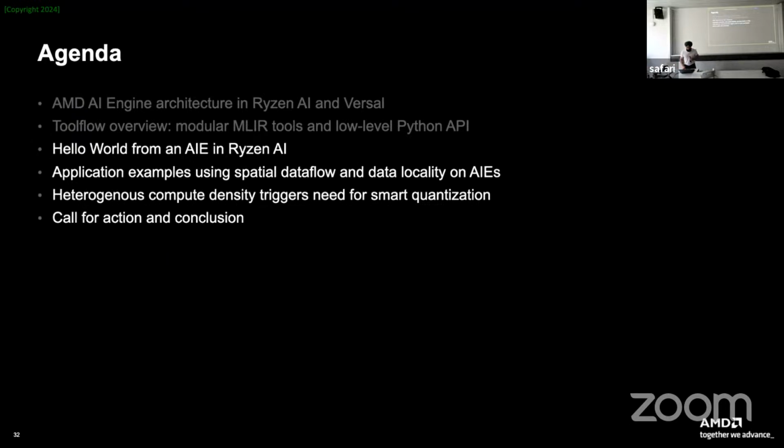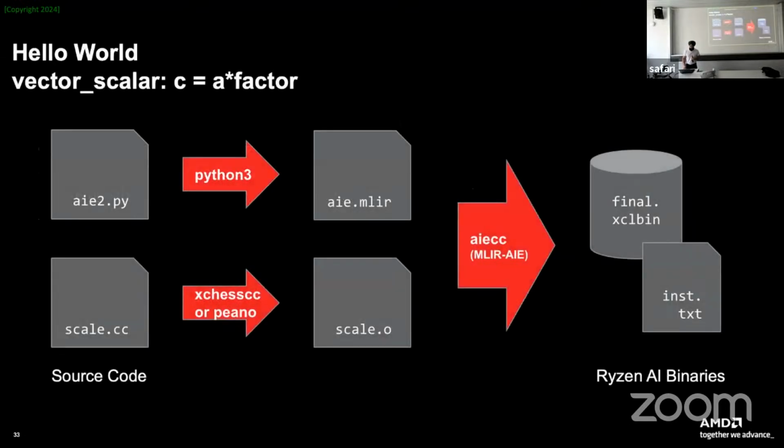So let's talk about some real world examples. First, I'll start with a hello world example. First, you want to know how the compilation flow works. We have two parts to it. First will be the source code, which will be normal C or C++ code, and we use the Chess compiler or Peano.